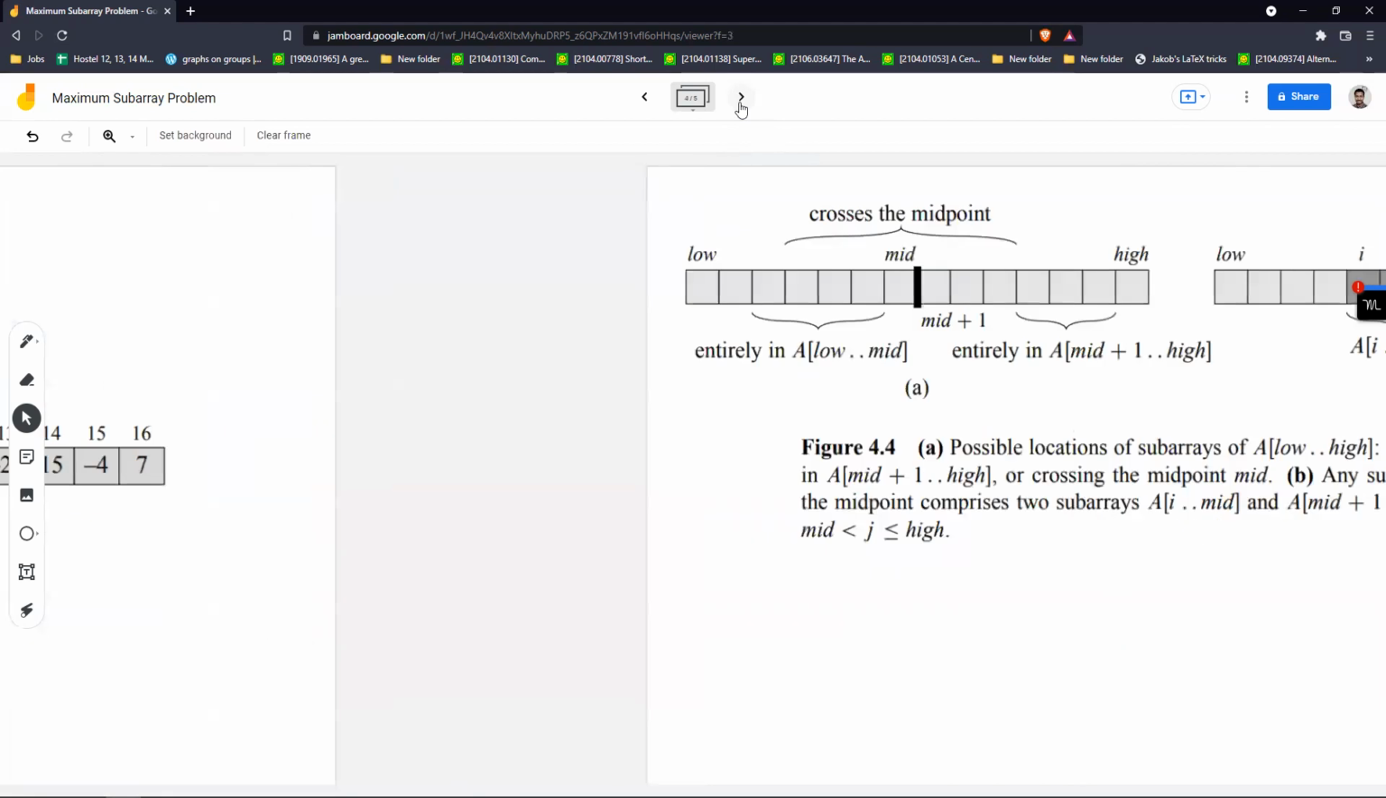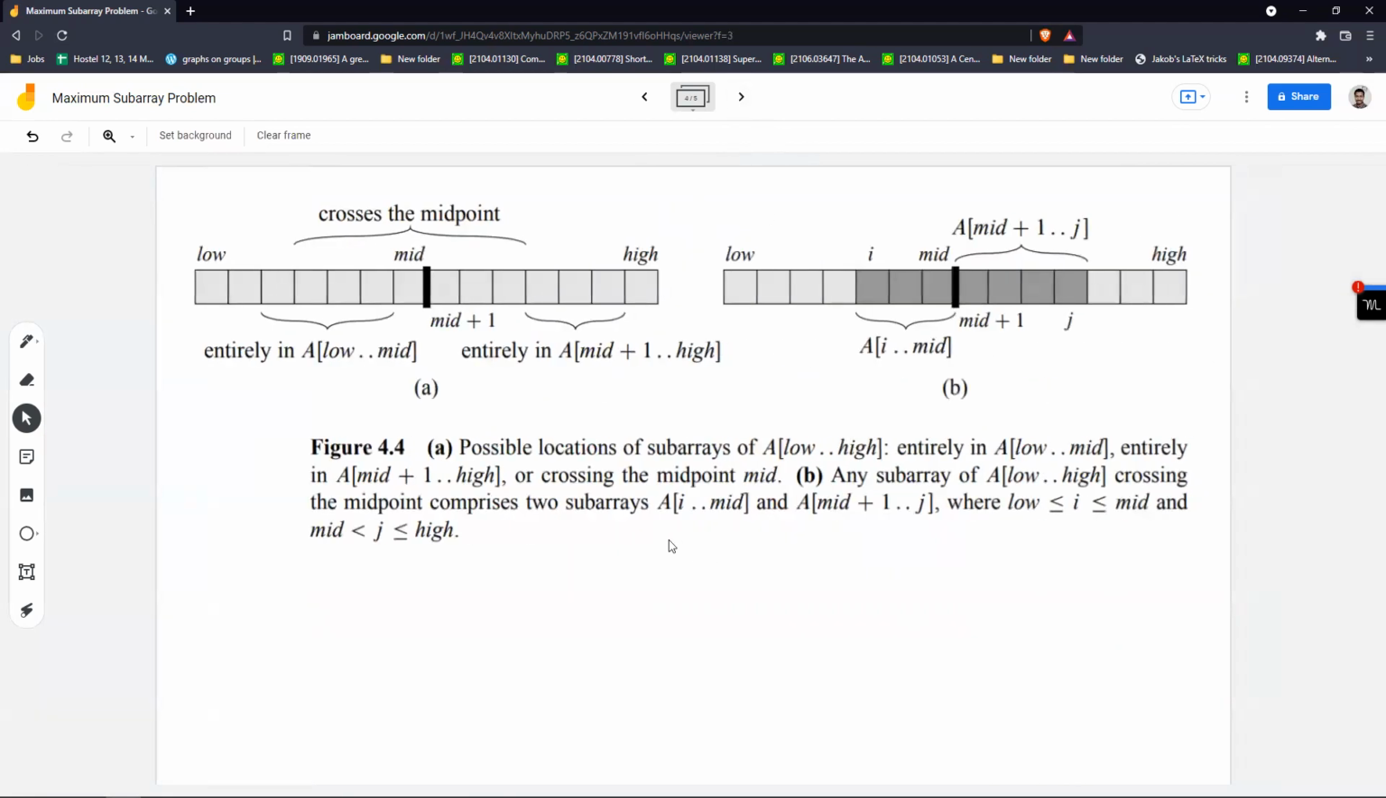Instead of explaining in words, here is a simple diagram. This is from the book actually. So this is the array A, low index, high index, middle. The middle box is this one, the one to the left of this bar. Now, the maximum subarray is a subarray, right? It has consecutive indices.